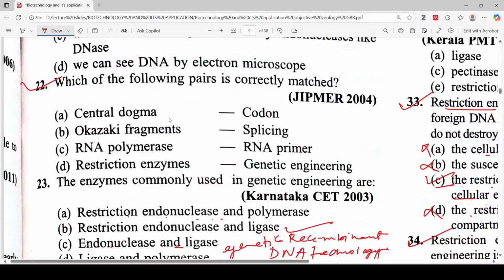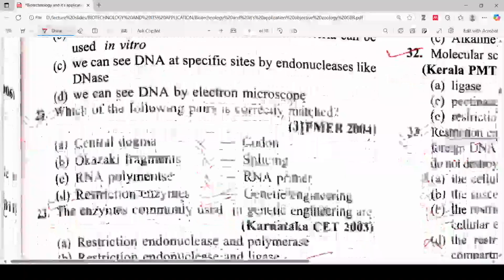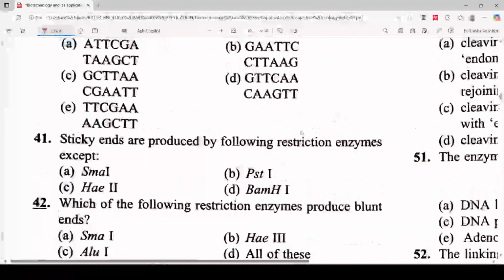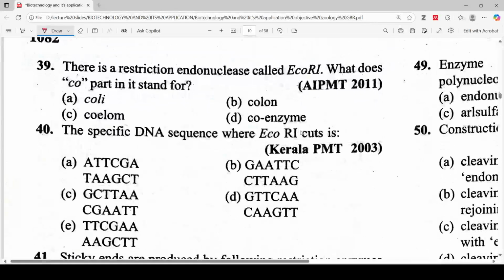Central dogma is correctly matched. Central dogma, codon, Okazaki fragment, it's not correctly matched. DNA, RNA polymerase, this also is not correctly matched. Central dogma, it's also not. So the correct answer is restriction enzyme and genetic engineering is correctly matched for this question. So let's go to the question number.